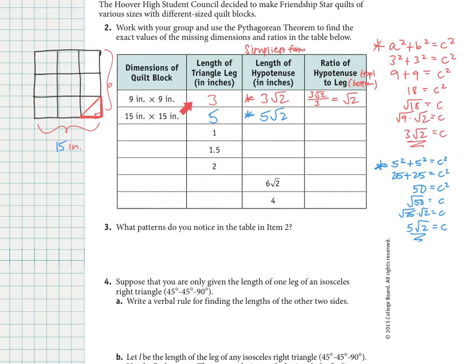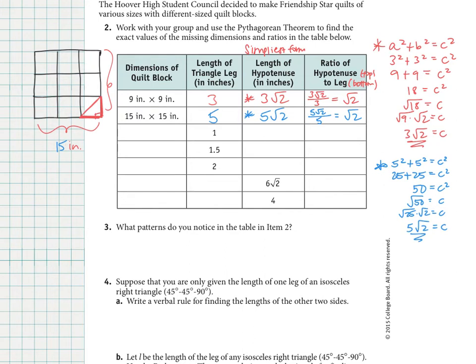Some of you might be starting to notice some patterns. So again, let's follow suit and put the ratio in. The length of our hypotenuse is 5 root 2. The length of one of our legs is 5. Hey, 5 root 2 over 5 is just going to be root 2. Again, I wonder if I'm starting to notice a pattern here.